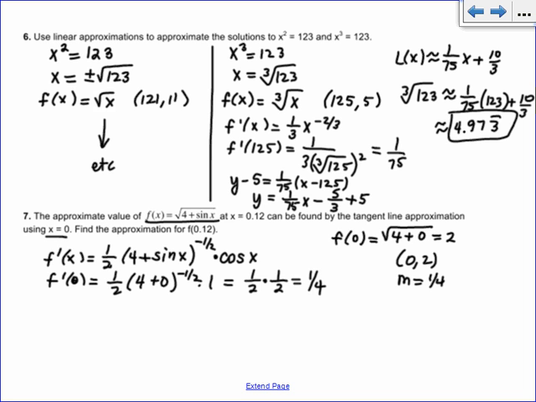So notice how that's the y-intercept, (0, 2). So I'm going to have y equals 1/4 x plus 2. So that's my linear approximation. Instead of y, I'll do L of x, I guess. So L of x is approximately that. Doesn't really matter.